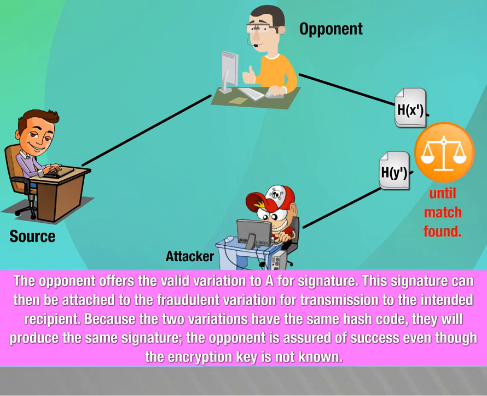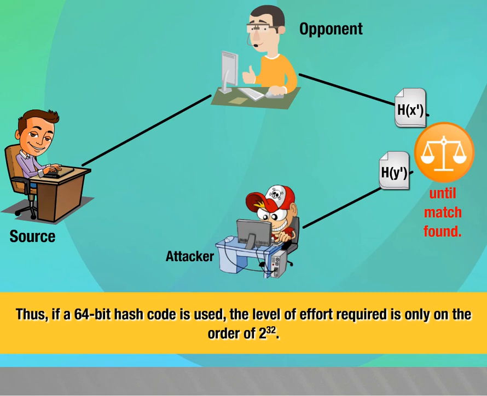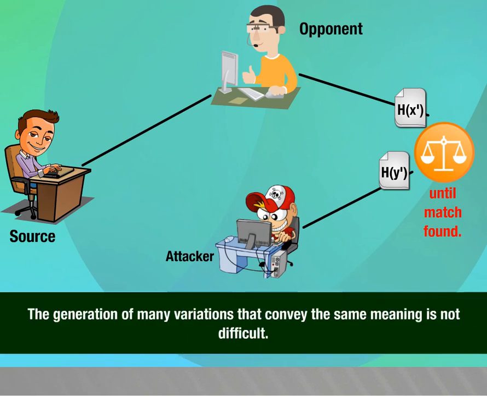The opponent offers the valid variation to A for signature. This signature can then be attached to the fraudulent variation for transmission to the intended recipient. Because the two variations have the same hash code, they will produce the same signature. The opponent is assured of success even though the encryption key is not known. Thus, if a 64-bit hash code is used, the level of effort required is only on the order of 2^32. The generation of many variations that convey the same meaning is not difficult.